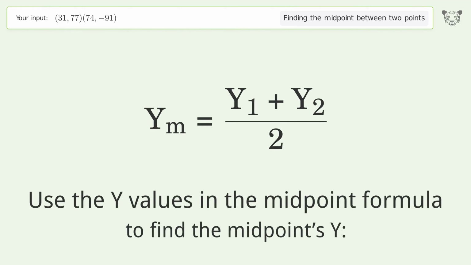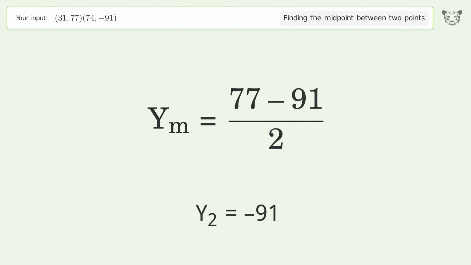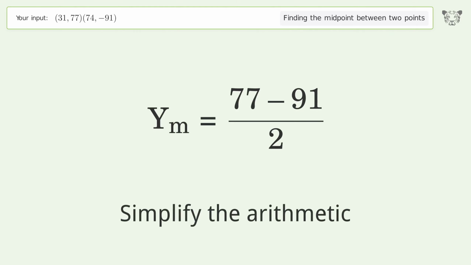Use the y values in the midpoint formula to find the midpoint's y. y1 equals 77. y2 equals -91. Simplify the arithmetic.